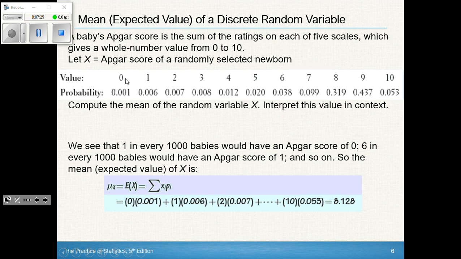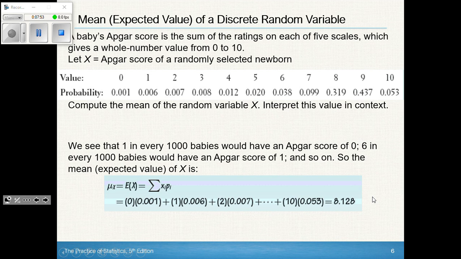So we take 0 times .001, that's what this is, plus 1 times .006, 2 times .007, all the way down to 10 times .053. There it is. That's the mean. One way you could do this direct thing on your calculator is to put all the values in L1, all the probabilities in L2, multiply them in L3, and then add them up, and you'd get 8.128.